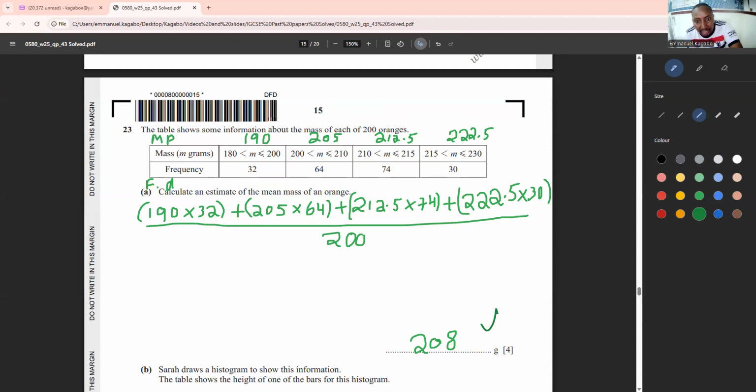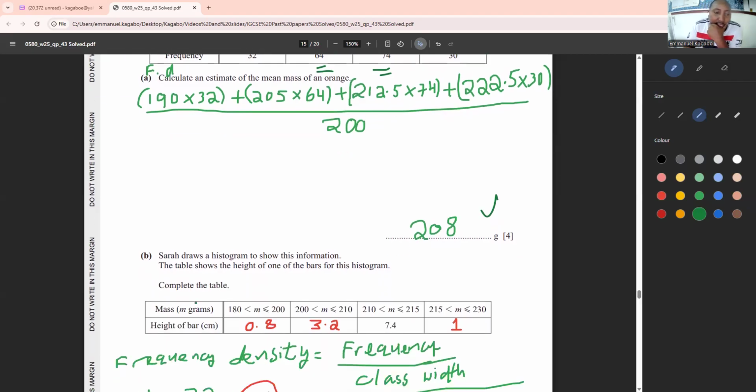So if you check, it's close to these two numbers. You see that? So these are the ones with the highest frequency. Most of the times, the estimate mean is very close to the modal class. That's what I mean, okay? Very good. Now, question B.